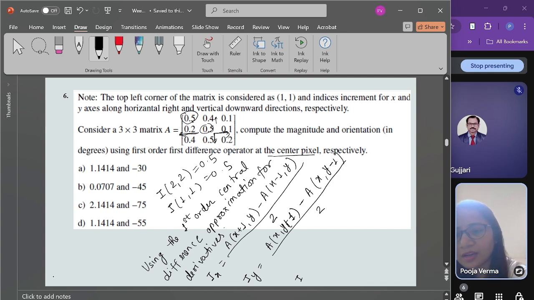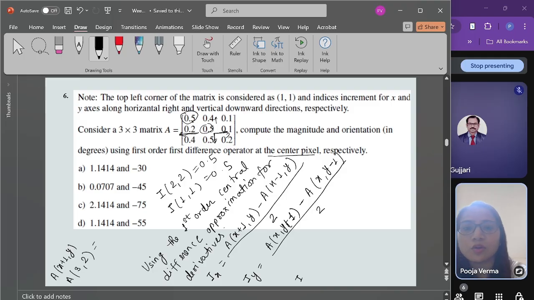So what are the values of A(x+1,y)? I'm writing it here. A(x+1,y) means this one in this direction. If we put the value, A(3,2), that means it is at location 2 comma 2, right? So x is 2 and y is 2, so 3 comma 2.